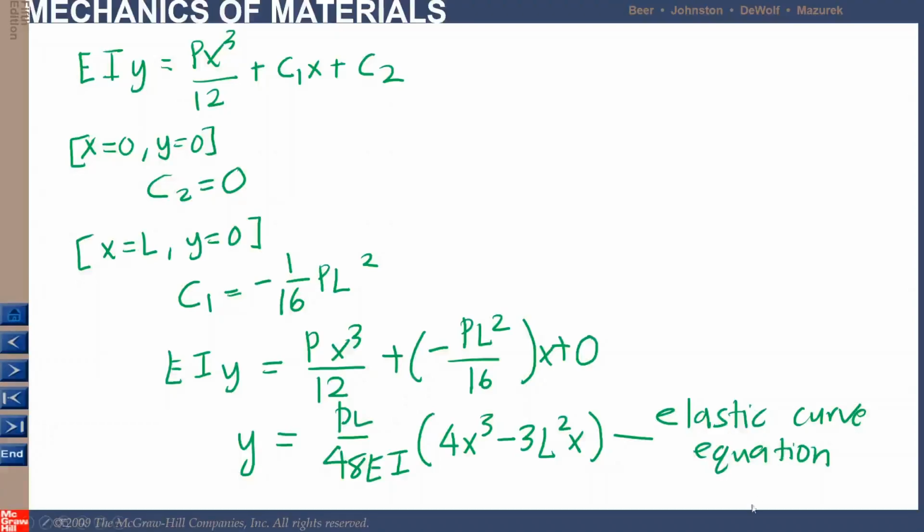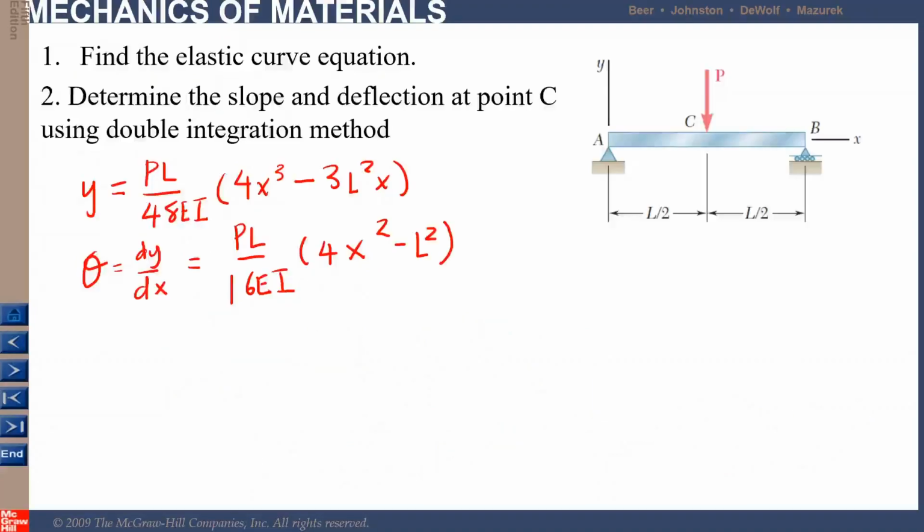Alright, so now let's try to do the second question, in which we find the value of slope and deflection at x equal to L over 2. From the derivation that we did just now, we can get the value of y is equal to PL over 48 EI times 4x cubed minus 3L square times x. And we also get the value of dy/dx, in which we just put in the value of C1 into the equation that we have done previously, and you will get this formula here.